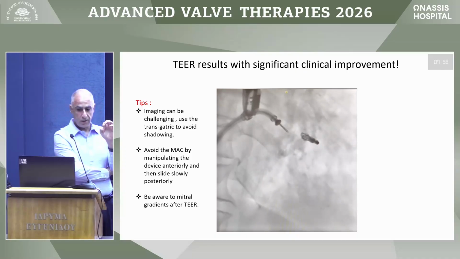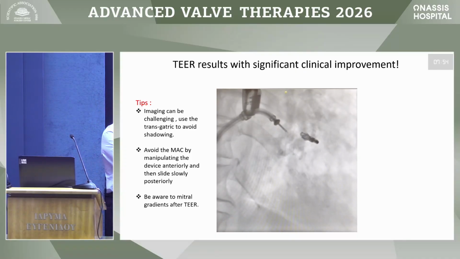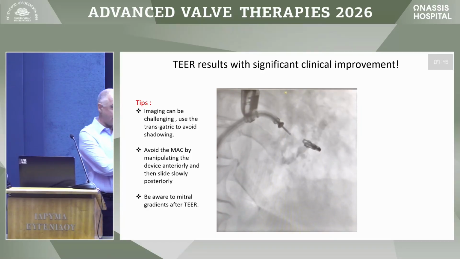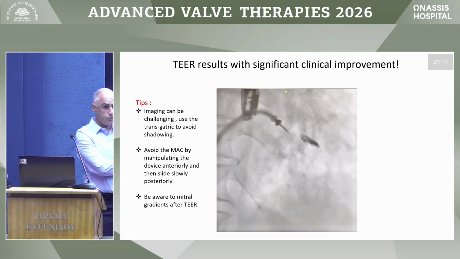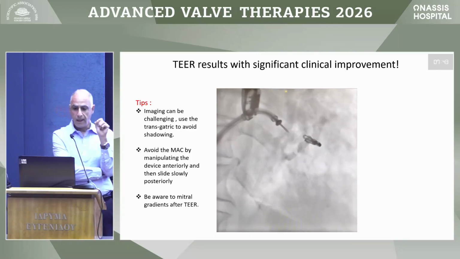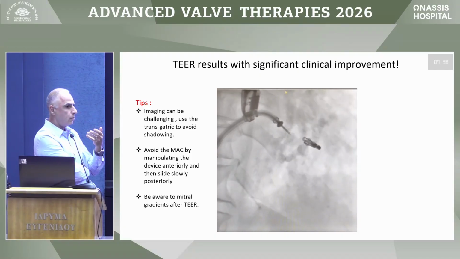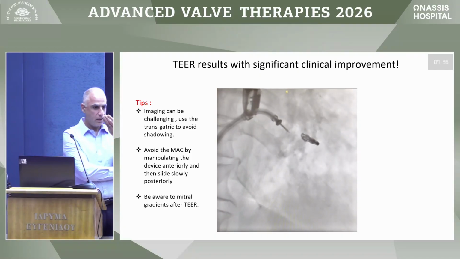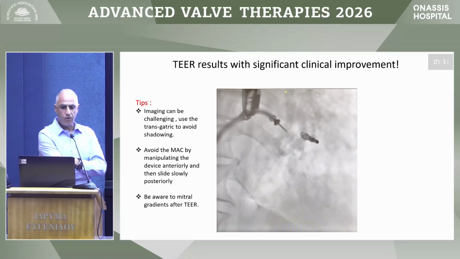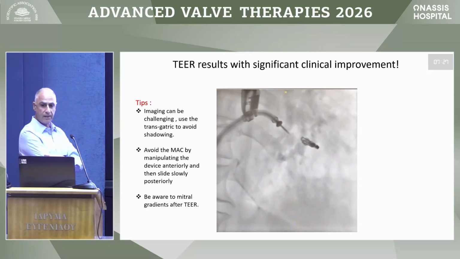Imaging can be challenging. Sometimes in order to evaluate the grasp, you need to go to the transgastric, similar to the tricuspid, because you have shadow of all the calcium if you go from above. But transgastric may allow your grasping. To avoid the MAC, you need to do independent grasping. Go very anterior in the first one, get the first leaflet, and then go posterior. And of course, be aware of the gradients. Those valves sometimes get high gradients.